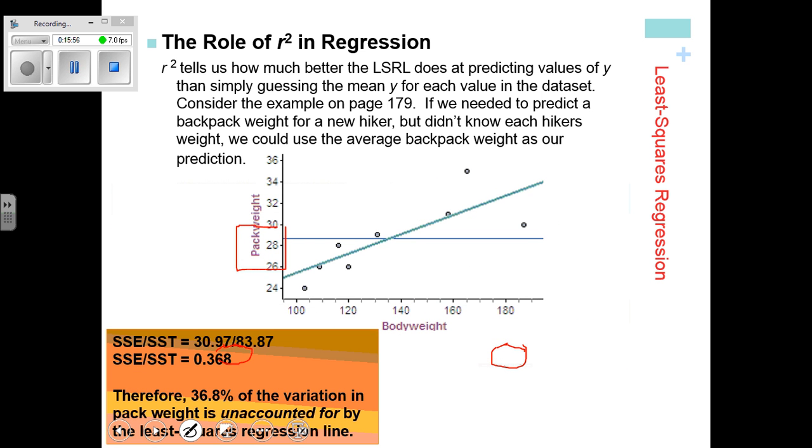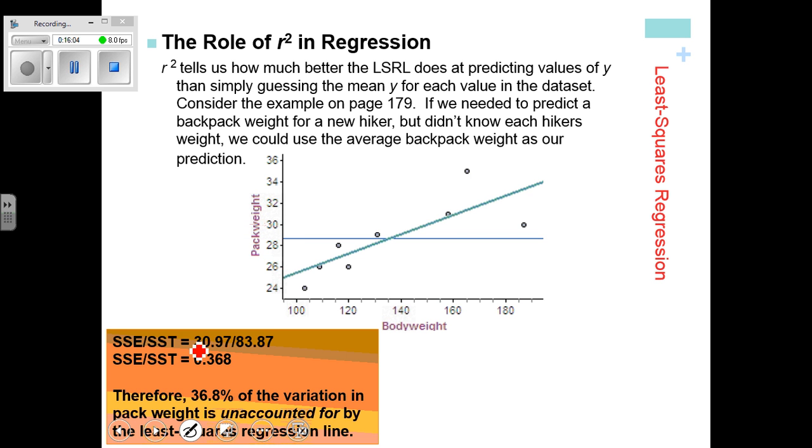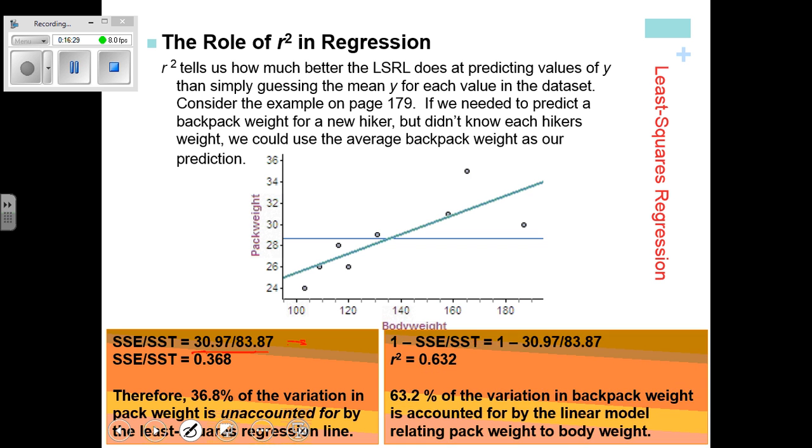So this comes in, our sum of our squared errors was that 30.97 value. And our sum of our squared total was the 83.87, and that gives us this fraction right here. And if we divide it, we get 0.368, which means 36.8% of the variation in backpack weight is unaccounted for by the least squared regression line. So in other words, if we subtract that from 1 over here, that gives us our R squared.